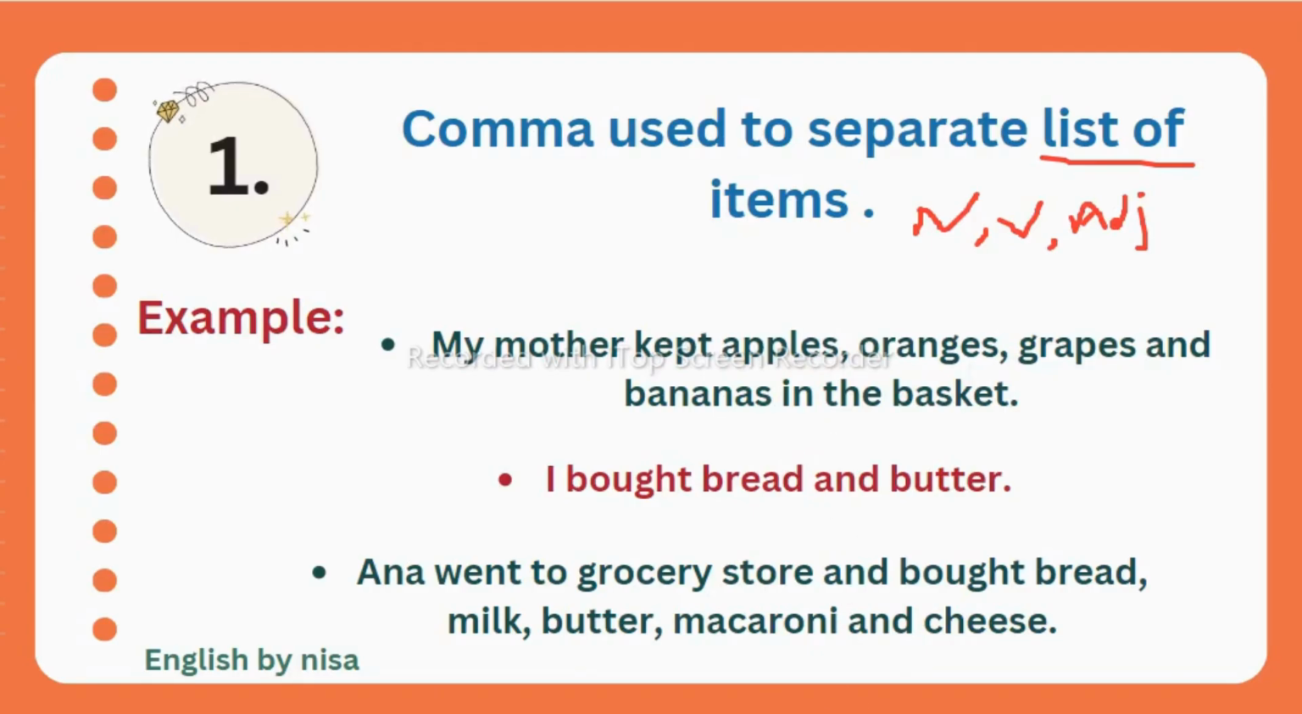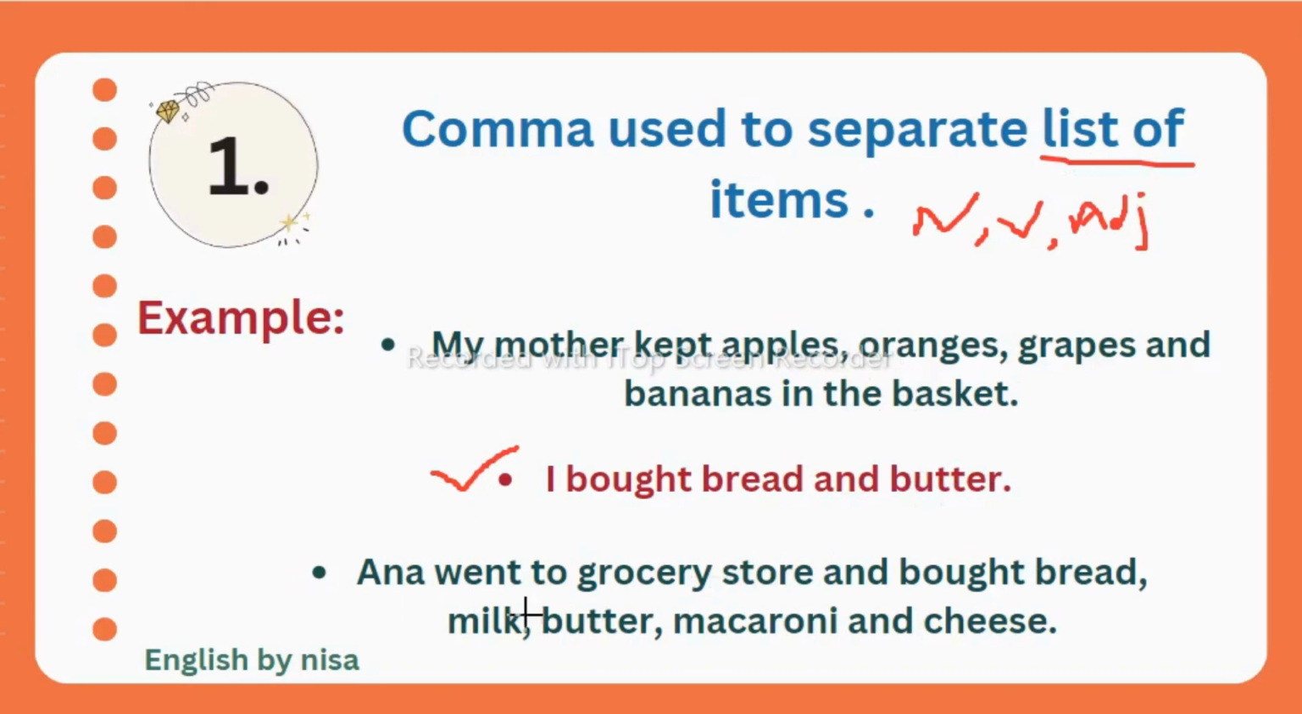The very important rule in using the comma is that we have to use and with the second last item. No matter how many items you have in your list, the last two items you have to separate with and. Now let's read this one. I bought bread and butter. Is there any requirement of a comma here? No, because it is a correct sentence, because here we have only two things. We use commas in a list of items which contains more than two.